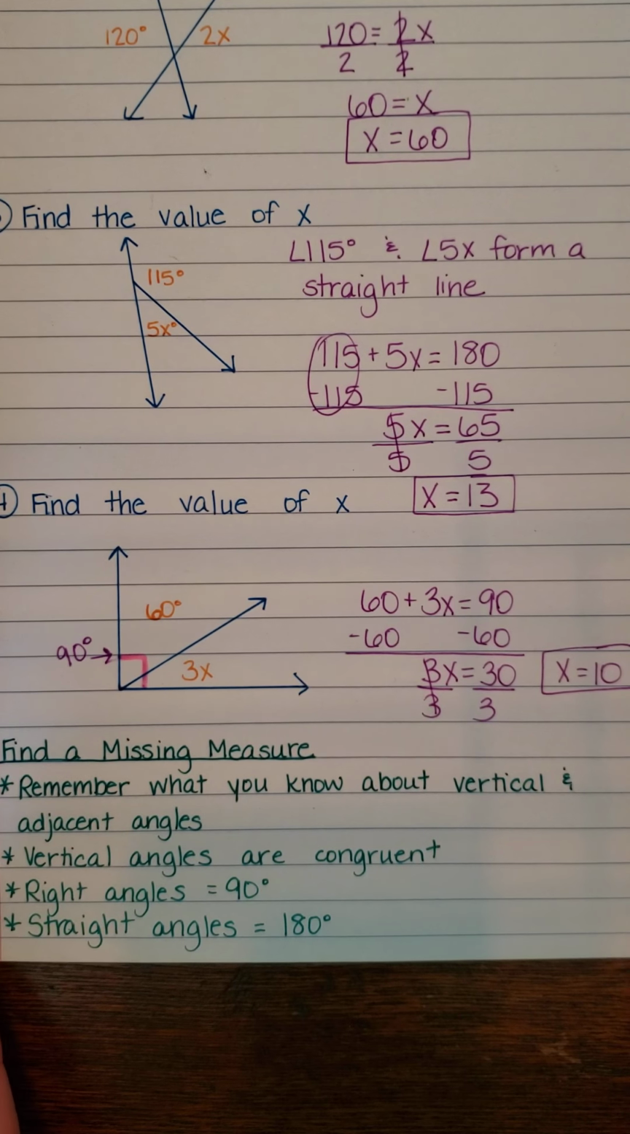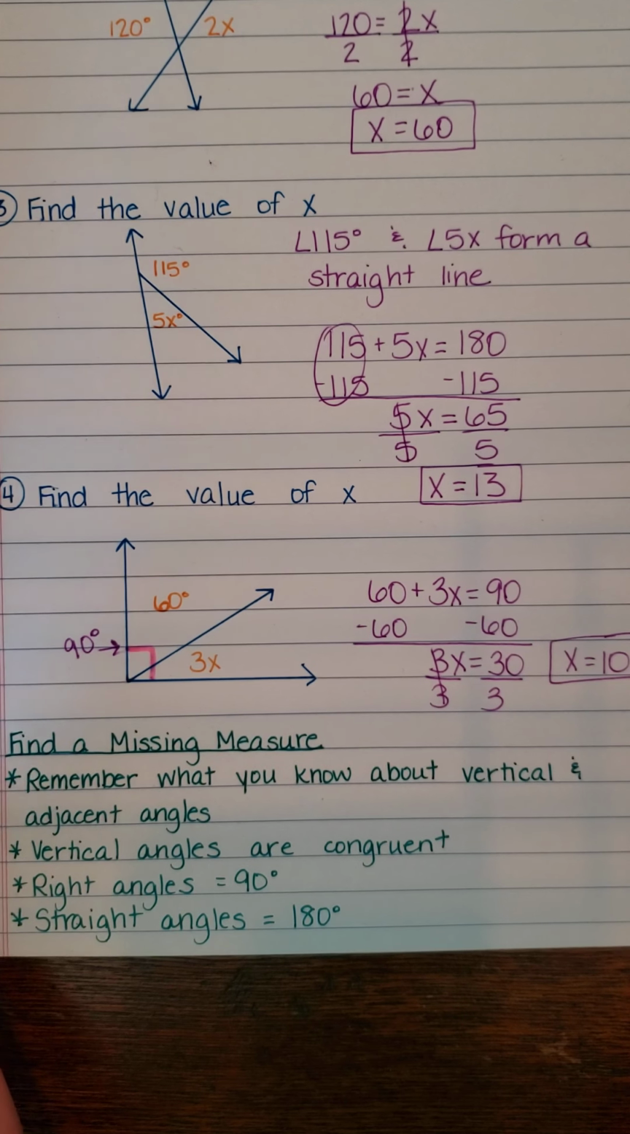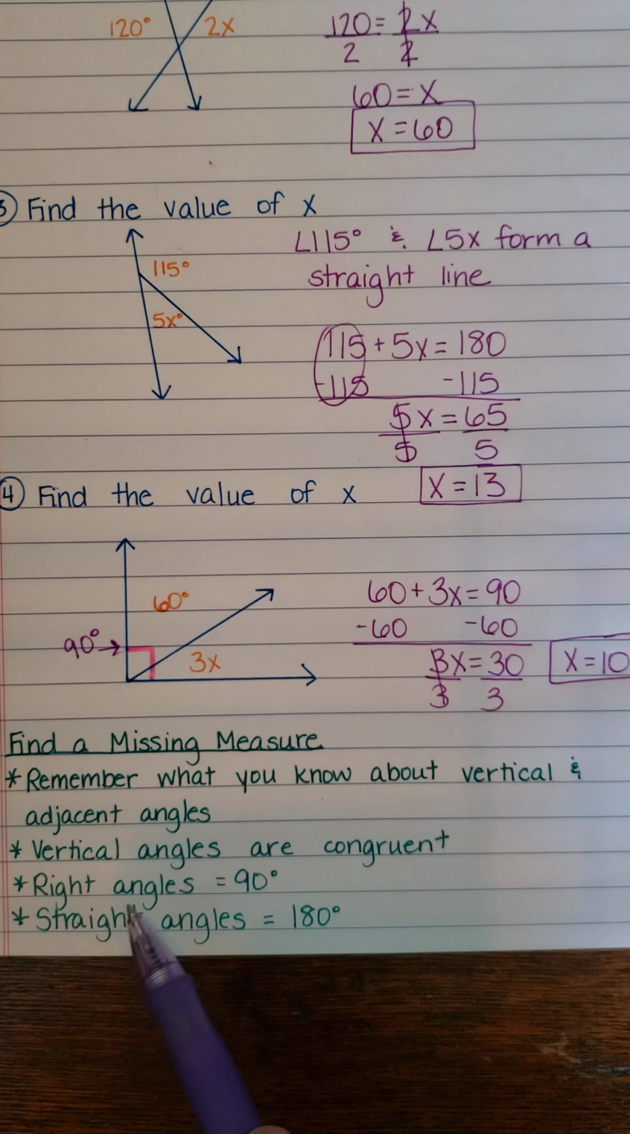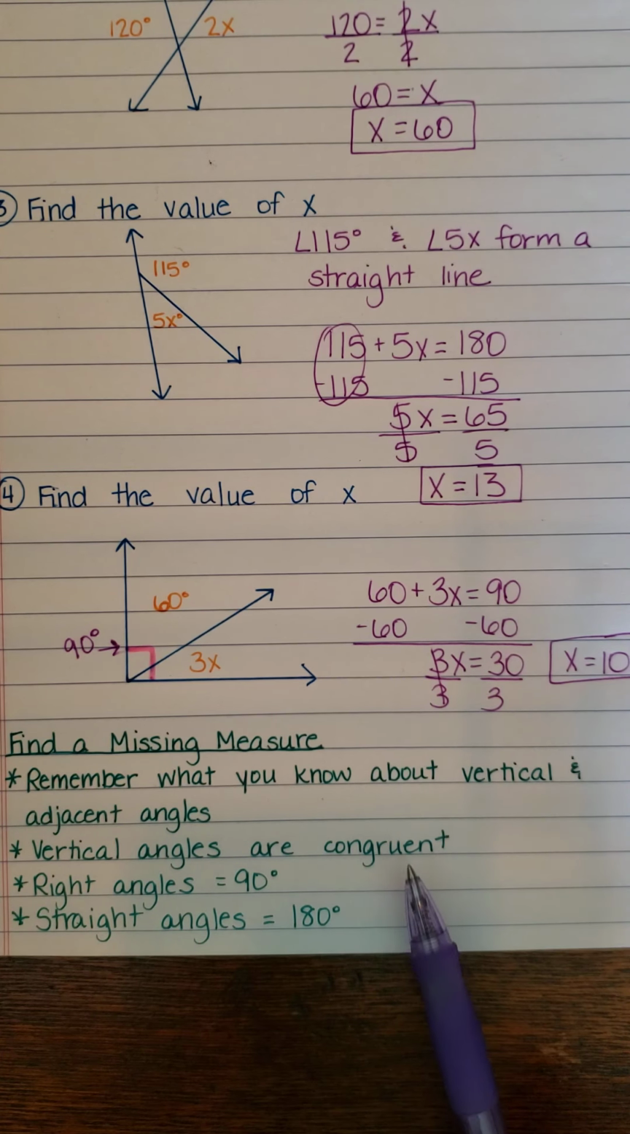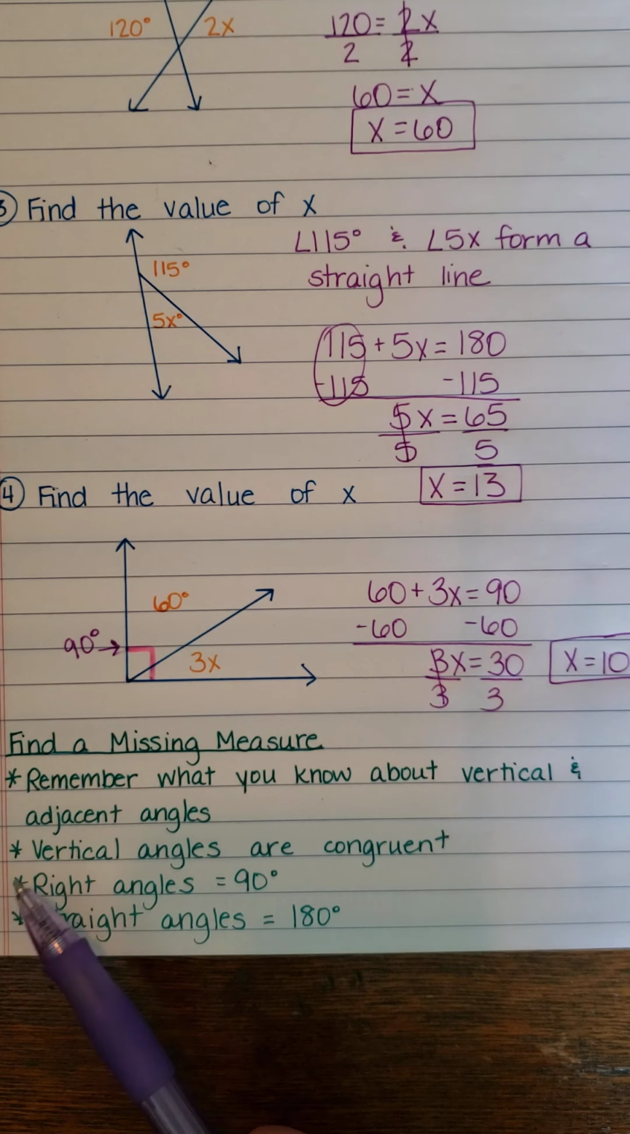So some things to remember when you're finding a missing measure. You need to remember and think about what you know about vertical and adjacent angles. Remember that vertical angles are congruent. That means they're equal. Right angles equal 90 degrees and straight angles equal 180 degrees.